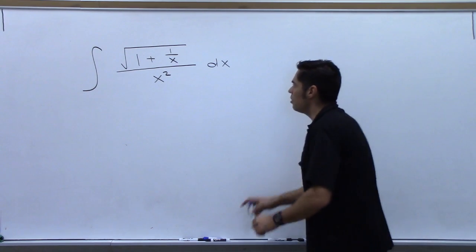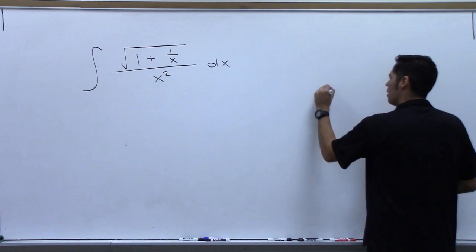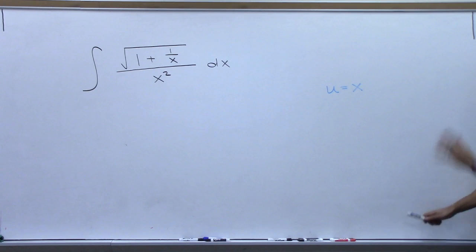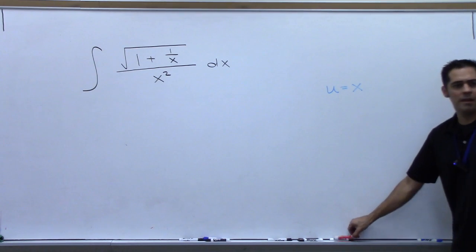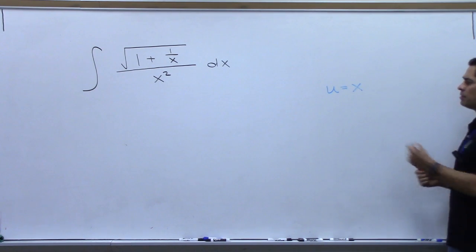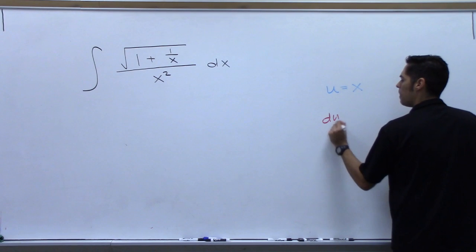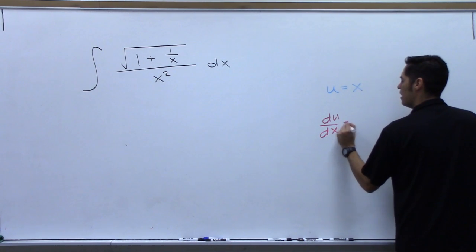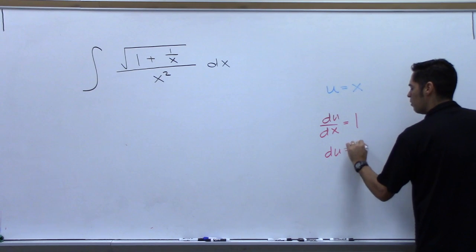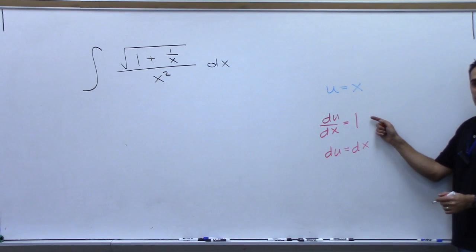Okay, so Alex is suggesting possibly doing u as x. And yes, you can do that. However, watch what happens if you ever do this as your substitution using this technique. Watch what happens. du dx equals 1, right? Which means du equals dx if I bring the dx to the other side.